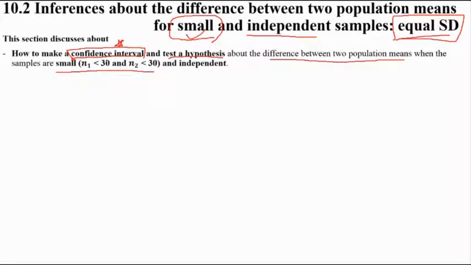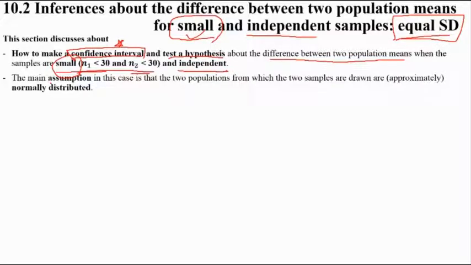Remember, last time we had large samples, meaning greater than or equal to 30. So a small sample means less than 30, and both samples are independent. Large or small doesn't matter, they should be independent and normally distributed. We talk about the sample size being small, but we need to make sure the samples are independent.